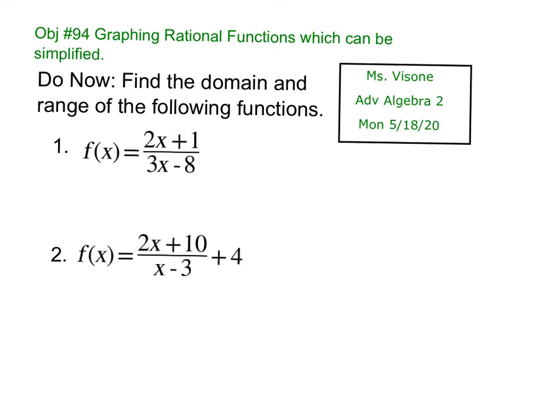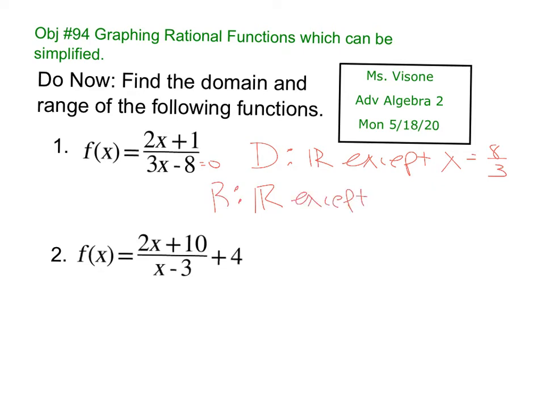So basically, you're finding your asymptotes, right? Your domain is all real numbers except where the bottom equals 0, except x equals 8 over 3. Your range is all real numbers except your horizontal asymptote, y equals 2 over 3. The graph won't cross that.